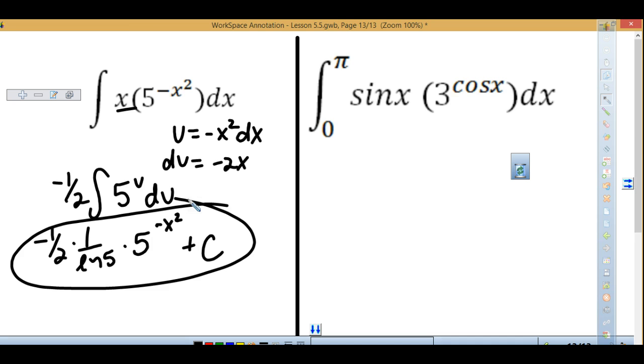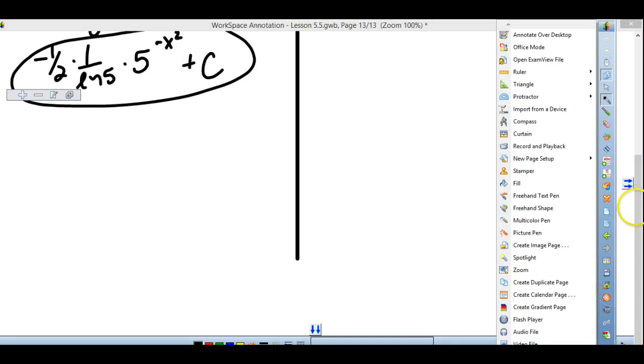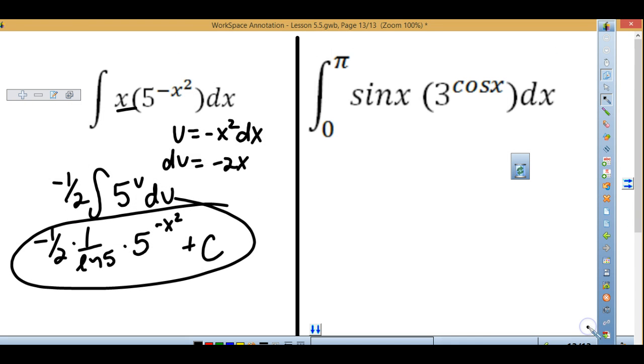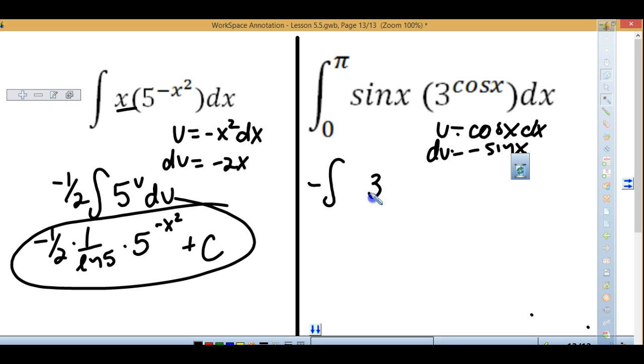Okay, I have another definite integral here. I'm going to be using u substitution again. So u is equal to cosine of x. Du is equal to negative sine of x. So I have the sine of x but not the negative, so I'm going to bring the negative out front. So I'm going to have 3 to the u du here.